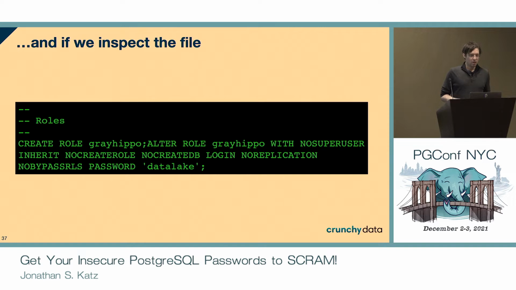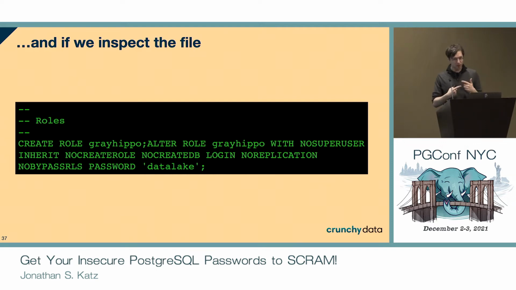Restore it. So let's inspect the file, because what pg_dumpall does is make a logical copy of your database. It needs to be able to recreate everything that existed in your database at the time you ran pg_dumpall, and that includes user accounts. And if you inspect it, you see that to recreate the GreyHippo account, there is a plaintext password right there. So even though we encrypted all of our connections, we still have a way to get the password.